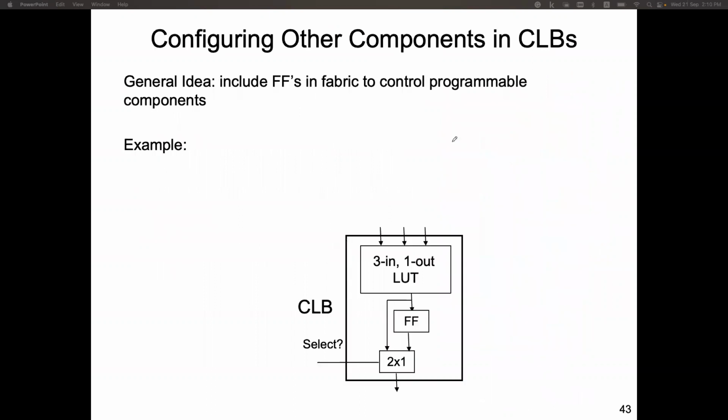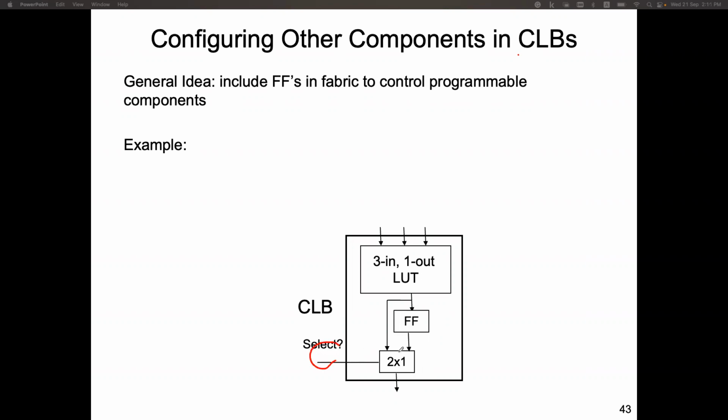Well, combinational logic is important, but in digital circuits we also need sequential circuits, which means we need flip-flops. So usually in each CLB, in each configurable logic block, there are flip-flops, optional flip-flops. So we include the flip-flop in each CLB, but you can bypass this flip-flop using a multiplexer. So this is a 2-to-1 multiplexer. It's controlled by this select signal.